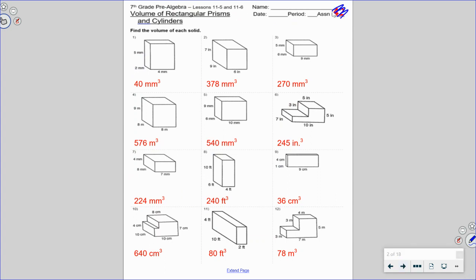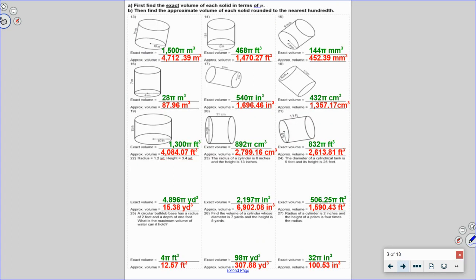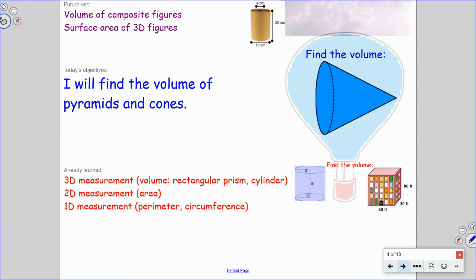Whatever the assignment number, if you have this assignment, check your answers. I'll hand you the back page in just a second. Pause and check these out. Come on back when you're ready.